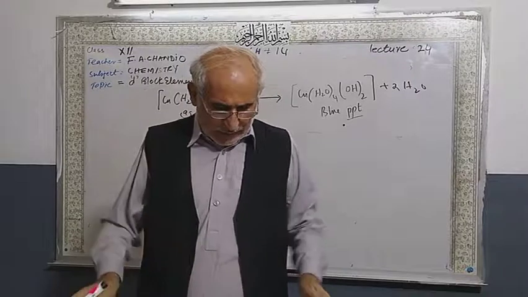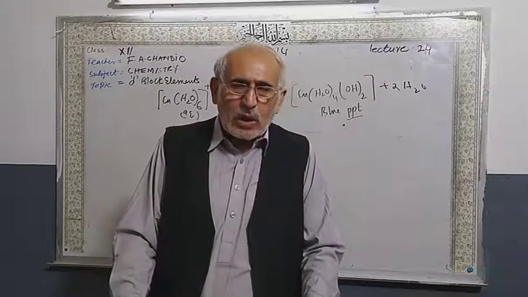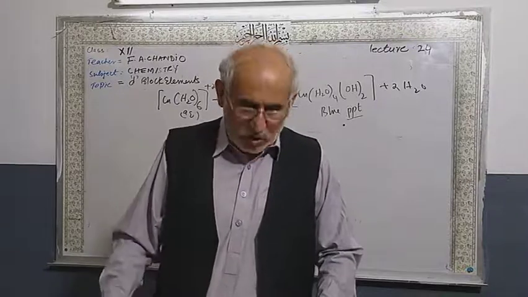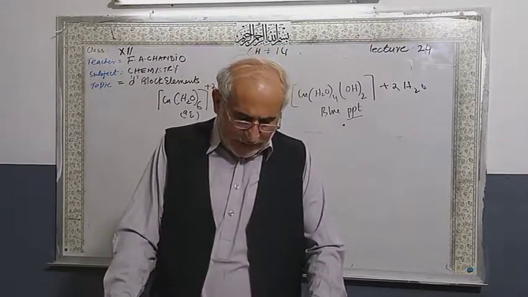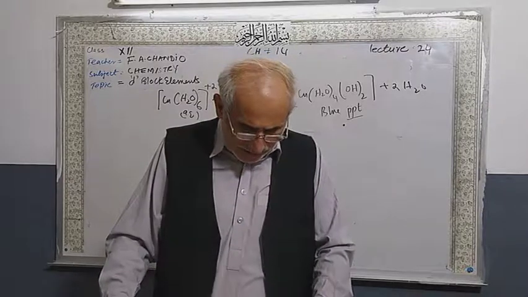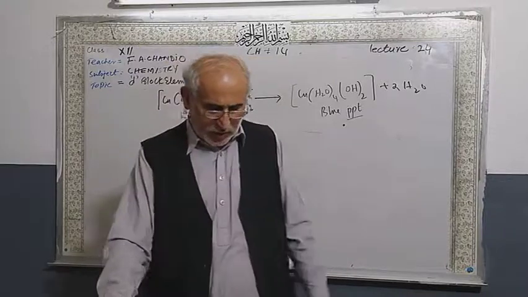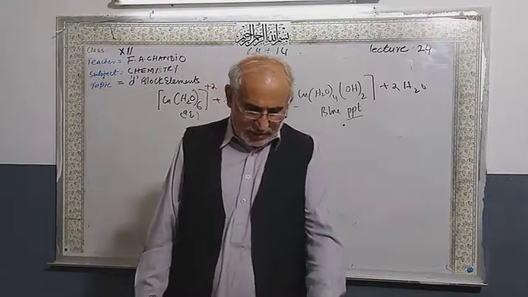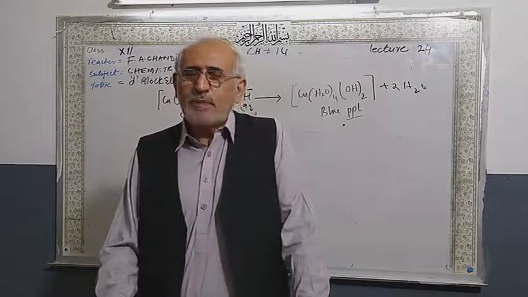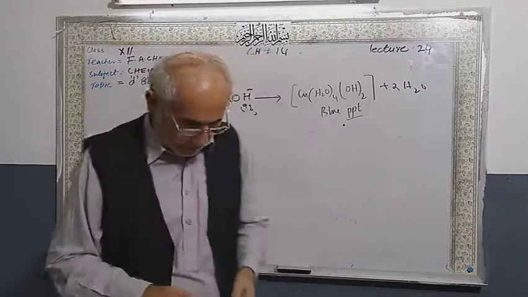Light blue color hexa aqua copper 2. Upon addition of sodium hydroxide, you will get a dark blue precipitate of tetra aqua dihydroxo copper. Water ligands are attached to the copper ion also. In this test, the copper blue color changes from light to dark. This is number 1.